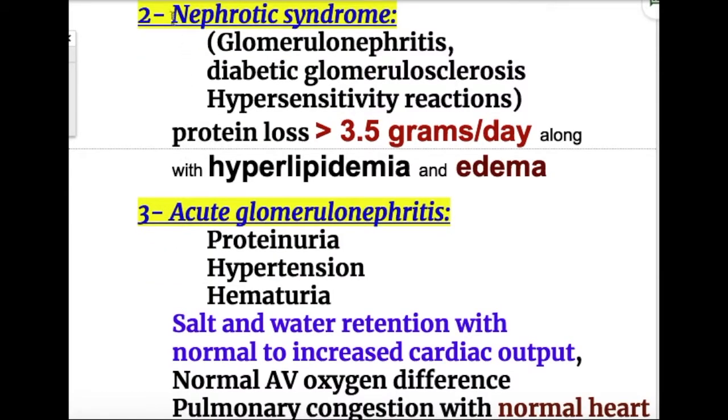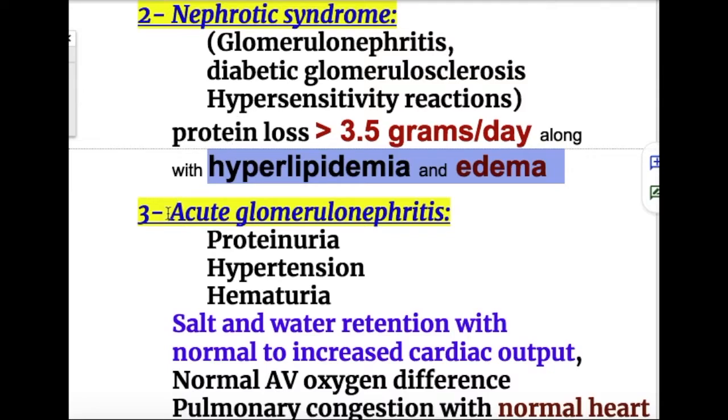Now the second condition that may cause generalized edema is nephrotic syndrome, and this occurs in glomerulonephritis and diabetic glomerulosclerosis and hypersensitivity reactions. In nephrotic syndrome, there is heavy protein loss of more than 3.5 grams per day, along with hyperlipidemia and edema. So this leads to hypoalbuminemia and generalized edema and anasarca.